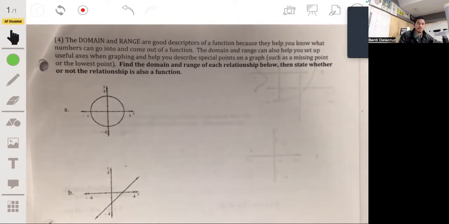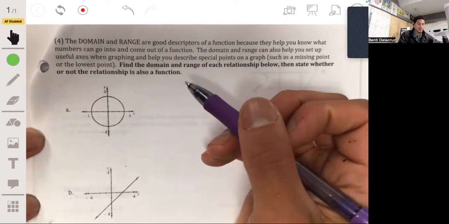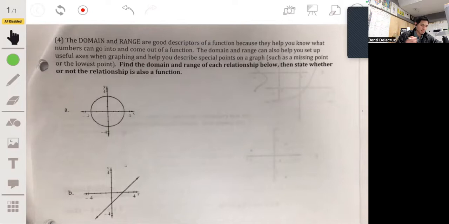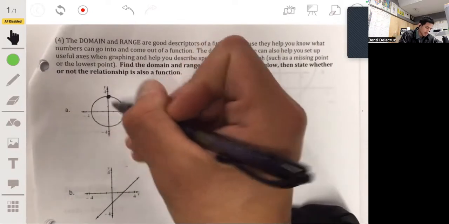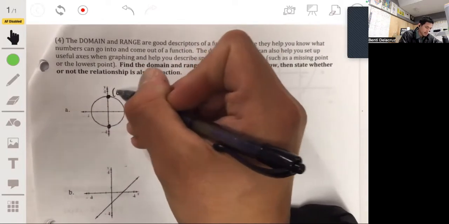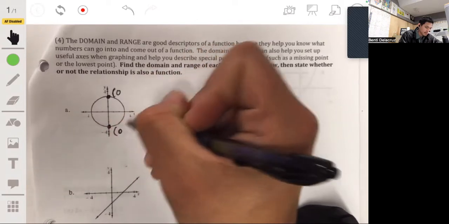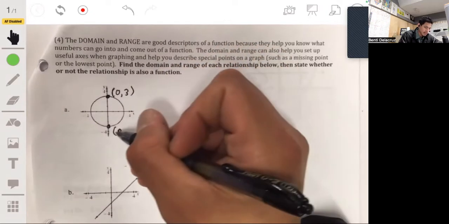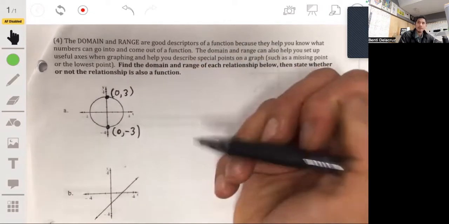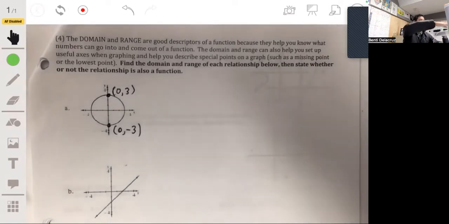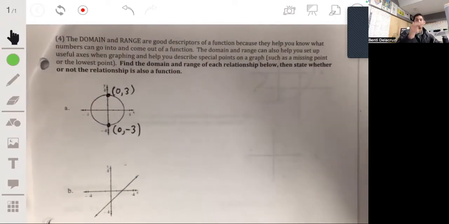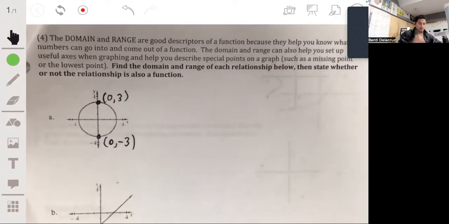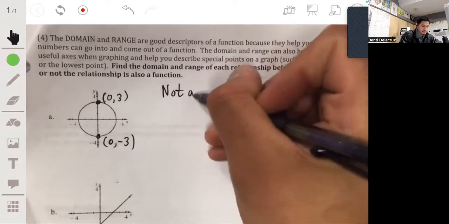So this first one, we got this circle here, and with the circle, you have several points on it, let's say here and here, where you have the same x value, so 0 and 0, but different y values. Here x is 0 and y is 3, and here x is 0 and y is -3. So this would not count as a function of x because you have x values with multiple y values, and that's not okay. So not a function of x.